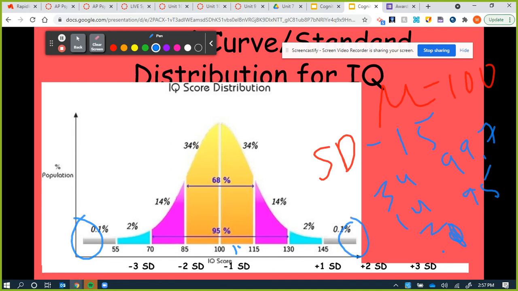Outliers. Yeah. So if they were to ask you what percentage of scores fall between 70 and 100, all you have to do is add, since that's 2 standard deviations below the mean. You would just add 34 plus 14, which would be 48. So 48% of scores would fall 2 standard deviations below the mean, and so on and so forth.